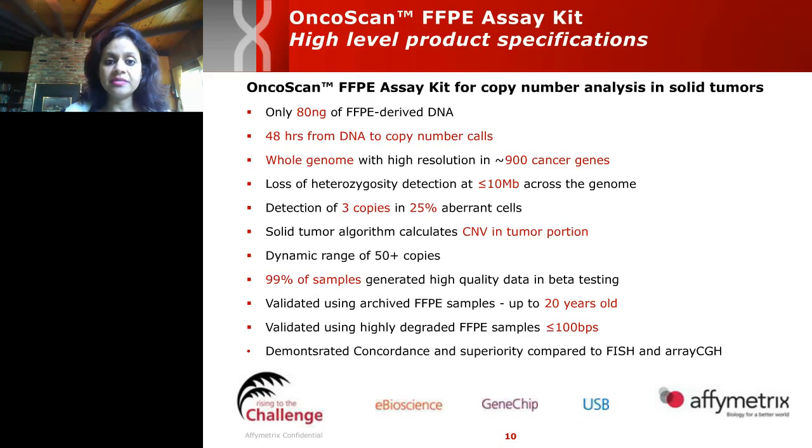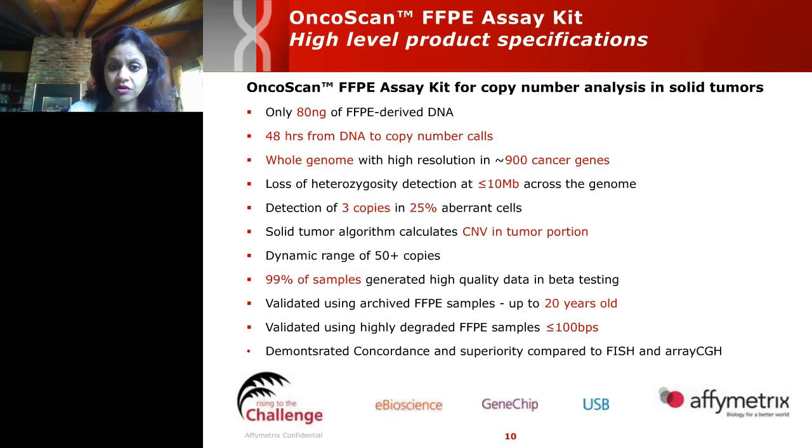It also enables loss of heterozygosity detection of less than or equal to 10 megabases across the genome. And it's a highly sensitive technology, meaning you can detect down to 3 copies present in 25% aberrant cells. A very important feature in heterogeneous solid tumor samples where only a fraction of the cells might actually contain the aberration.